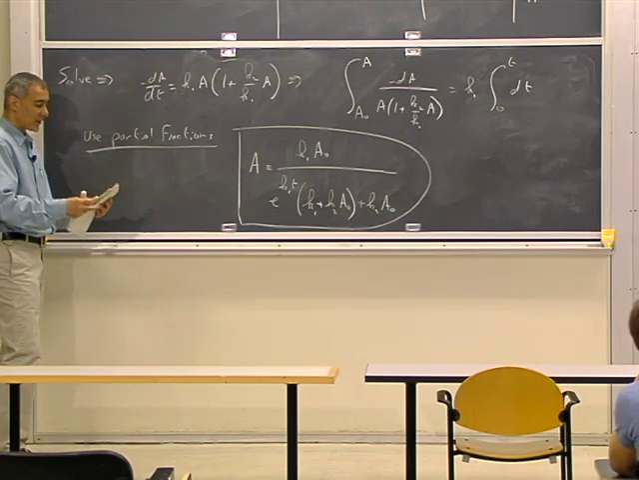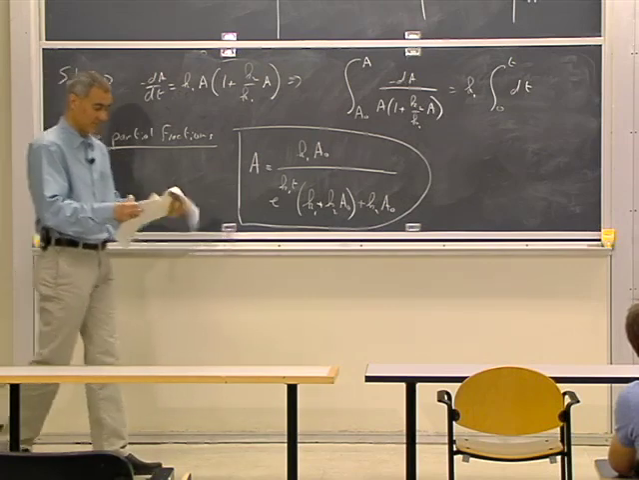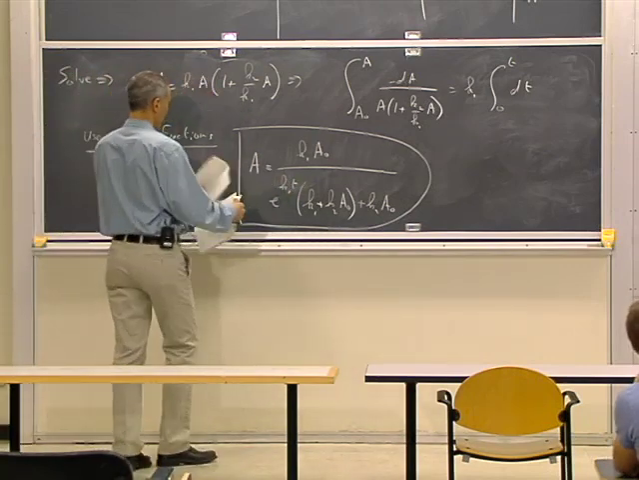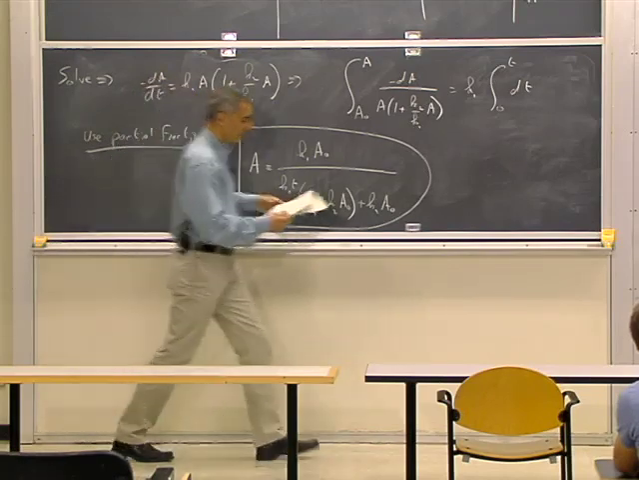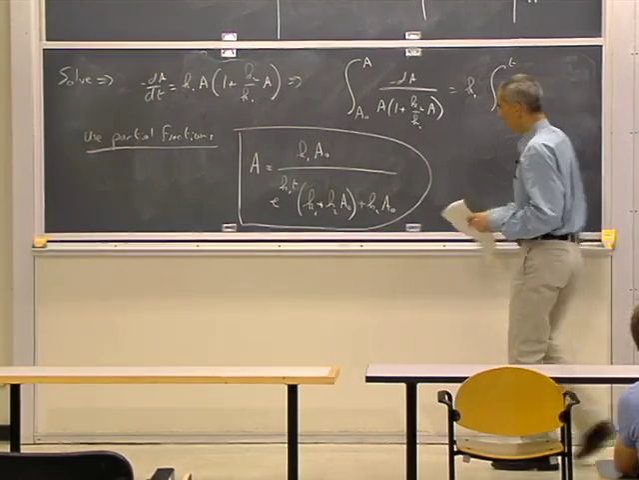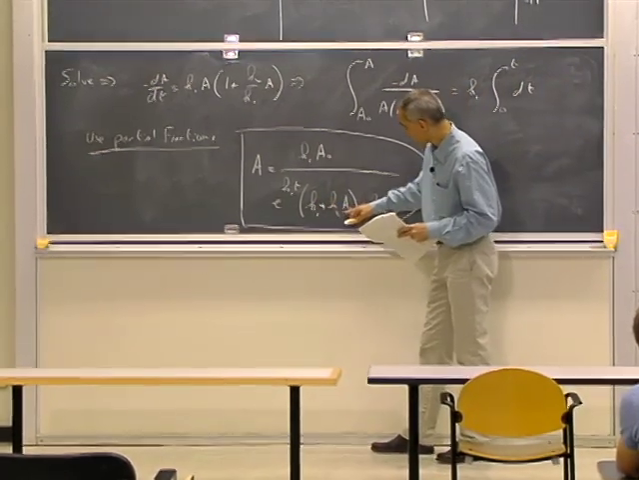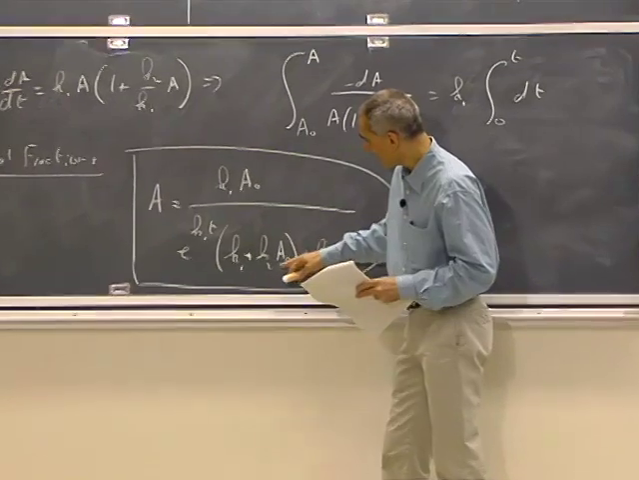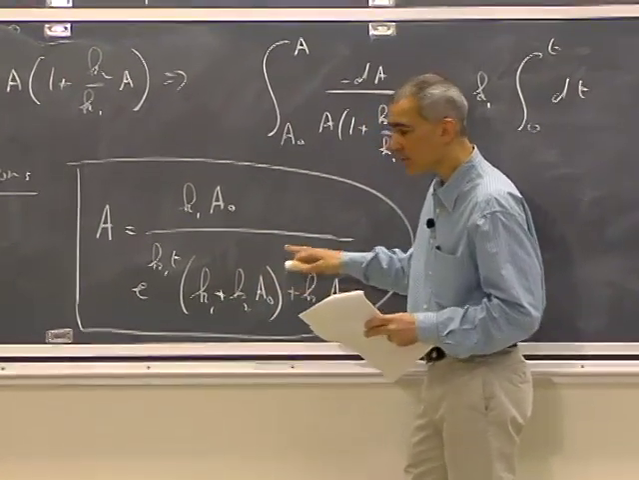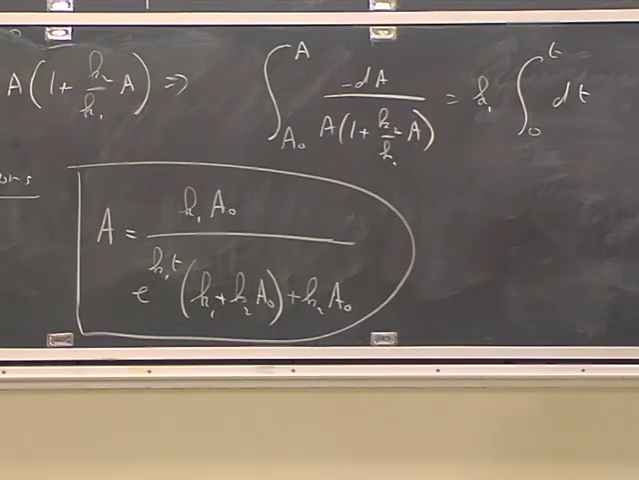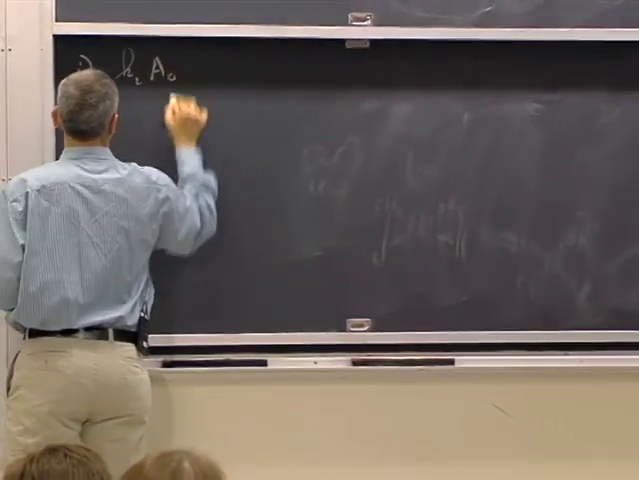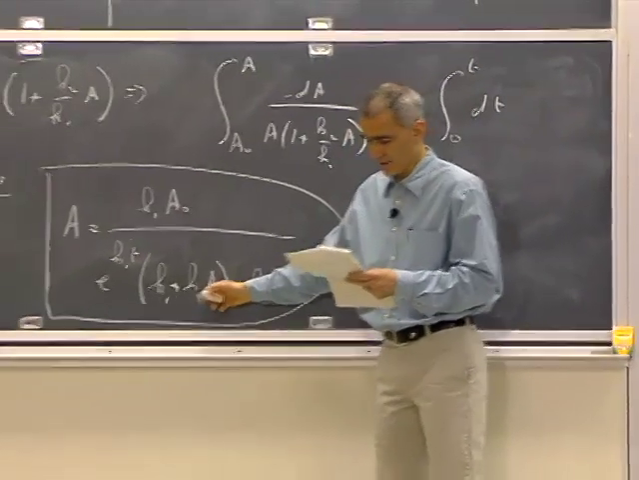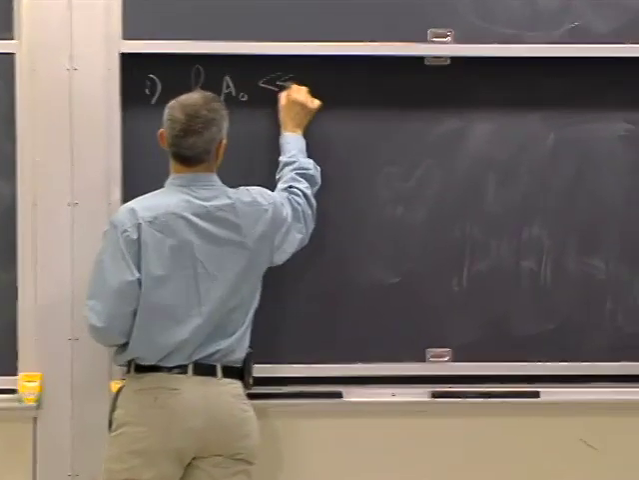The first thing you want to do is look at limiting cases, just like before. And the first limiting case we're going to look at, an interesting thing to look at is this term right here, k1 and k2 A0. If one is bigger than the other, then things will cancel out, and we can get some intuition. So the first limiting case we're going to look at is where k2 A0, this term right here, is much smaller than k1.